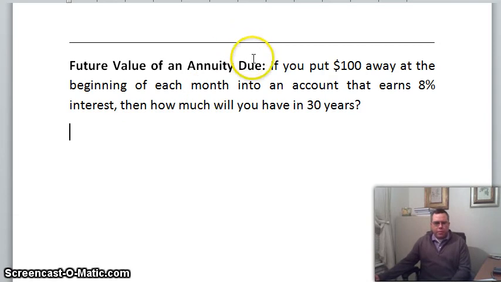So let's look at this first problem. If you put $100 away at the beginning of each month into an account that earns 8% interest, how much will you have in 30 years? There's a couple things going on in this problem that are new that we haven't done in old problems. One, we're going to have the payment key involved because this is what's called an annuity, where you have a set payment that happens every period. That's that fifth gray button on your financial calculator.